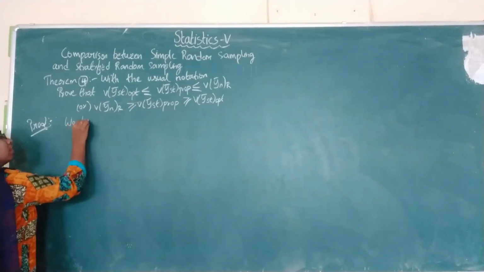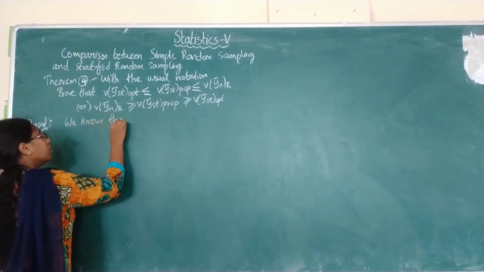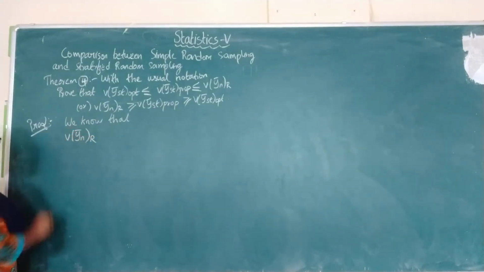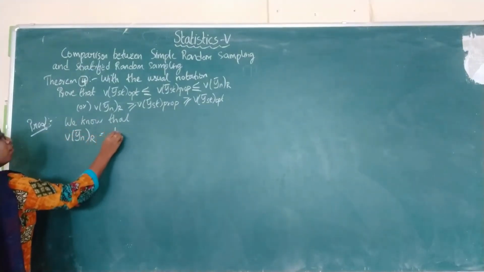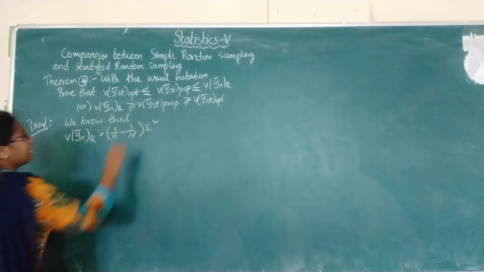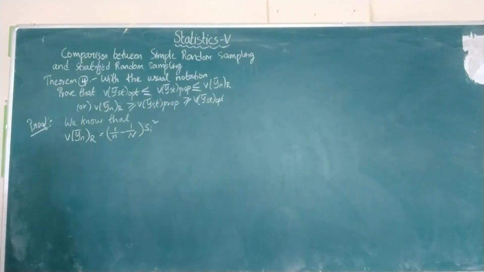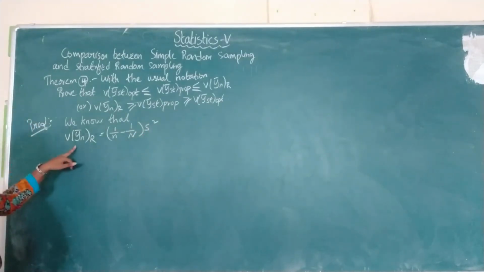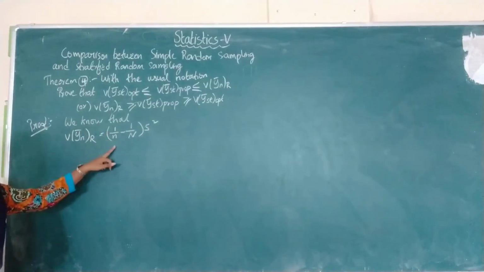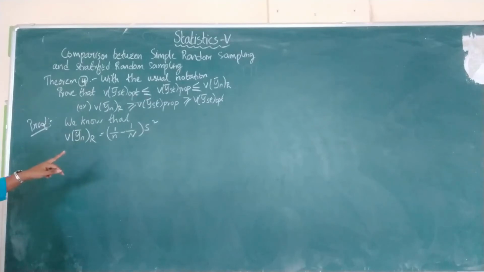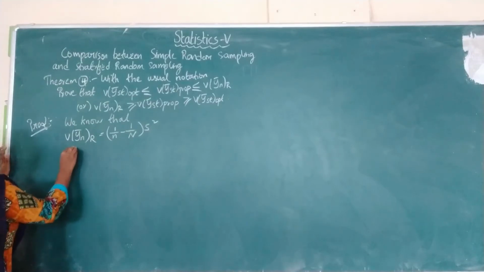Now we know that the variance of ȳn under simple random sampling is equal to (1/n − 1/N) into S². So this is the way, not Si², it is S² only. So this is the variance under simple random sampling, that is (1/n − 1/N) into S². Now next we will write the variance of ȳst under the proportional allocation.